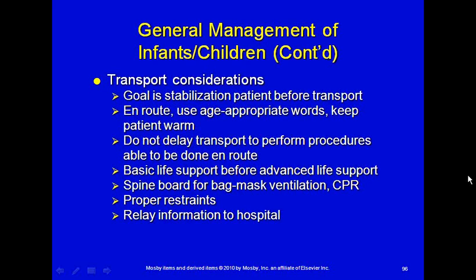Transport considerations: the goal is to stabilize the patient before transport unless you're dealing with severe life threats. En route, use age-appropriate words as you're talking to the child. Keep them warm. Don't delay transport for procedures that you can do en route. Basic life before advanced life, and that's kind of hard for some of these new paramedics coming out of school. They know all these wonderful things that they can do, and they get right after it. But if we don't do basic procedures, a great example is that child that's got an obstructed airway, and we don't even bother trying to ventilate him, or we don't even bother trying to see if we got good chest rise and fall. We just start shoving stuff in people's mouths and end up in a world of hurt. Spine board for bag mask ventilation and CPR, proper restraints, get the information quickly to the hospital.